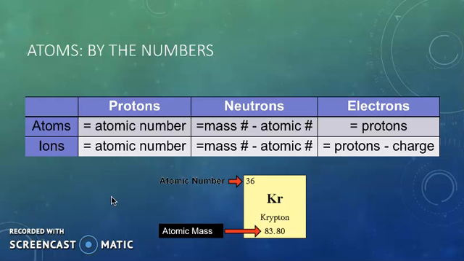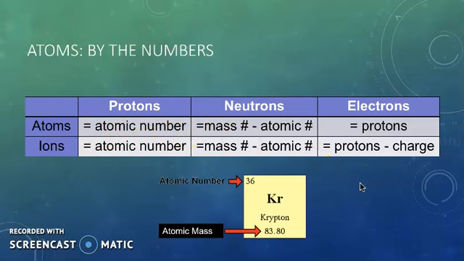Your neutrons is always equal to the mass number minus your atomic number. So down here, this is my atomic mass, but if I was doing krypton 84, that would be my mass number, minus 36, which would be my atomic number. That gets me how many neutrons I have. Your electrons are what's going to change. If it is an atom and it's neutral, your electrons will be equal to the number of protons, which is equal to the atomic number.